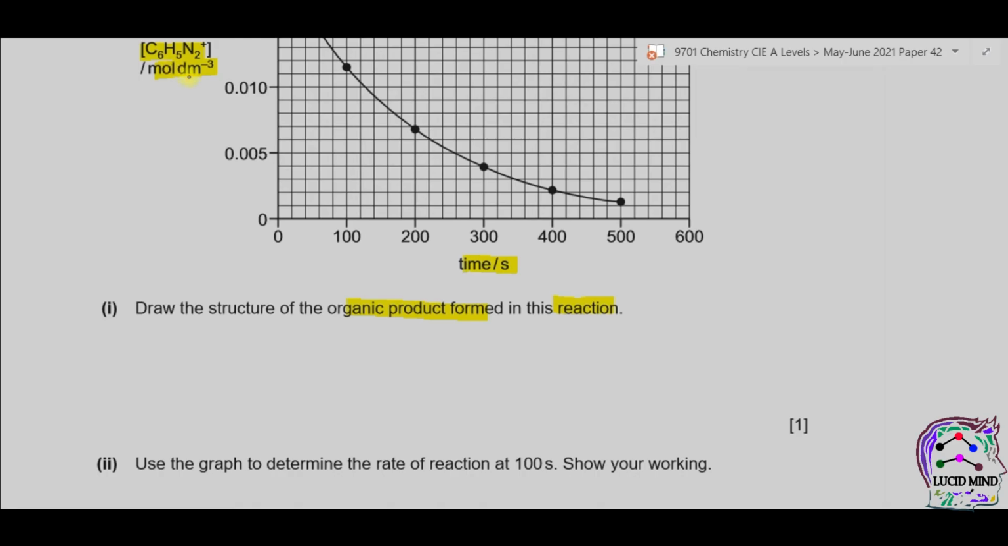Now they have given benzene diazonium ion, which is C6H5N2 positive. It can be written like this. We have N2 and it is positive. So now when hydrolyzed in the presence of water and warmed at above 60 degrees centigrade, it converts into phenol, and nitrogen gas is released. As this is unstable, plus H positive ions are also formed. So the structure of the organic product is this one. We have phenol that is formed.